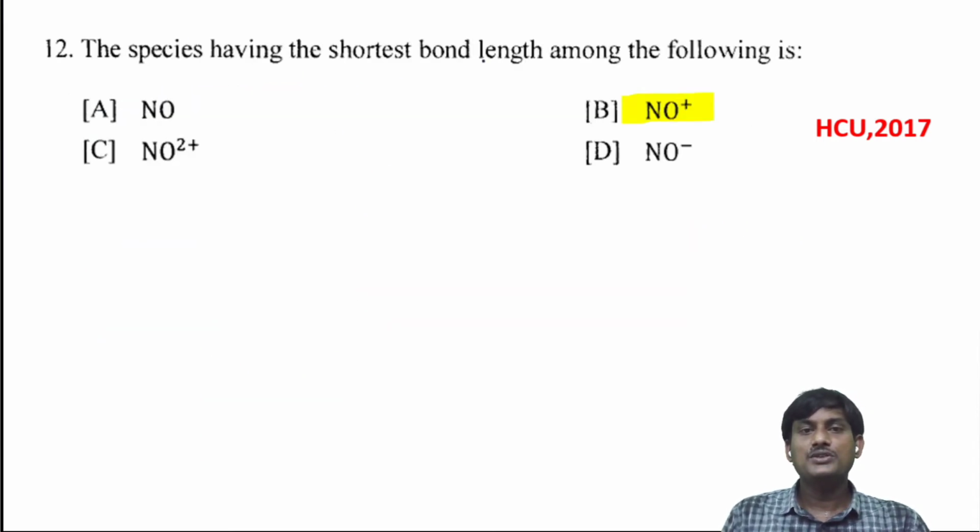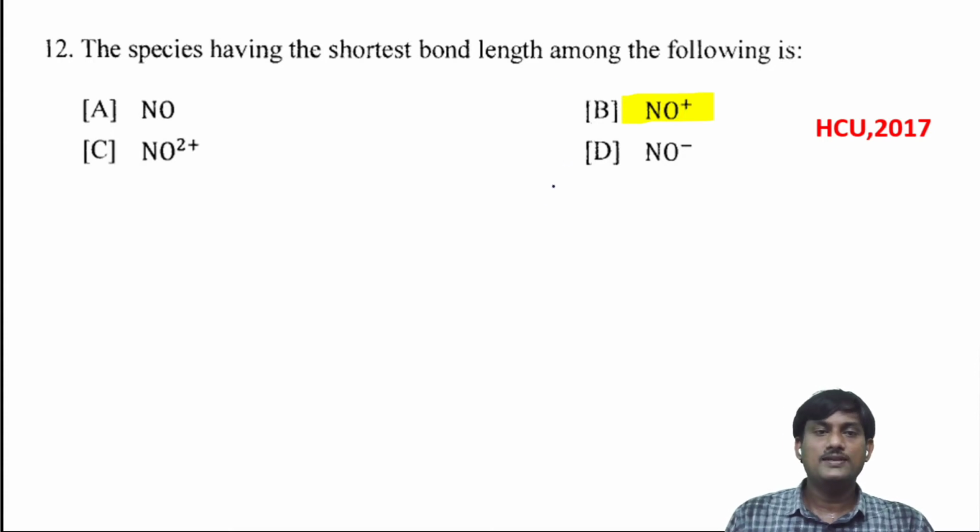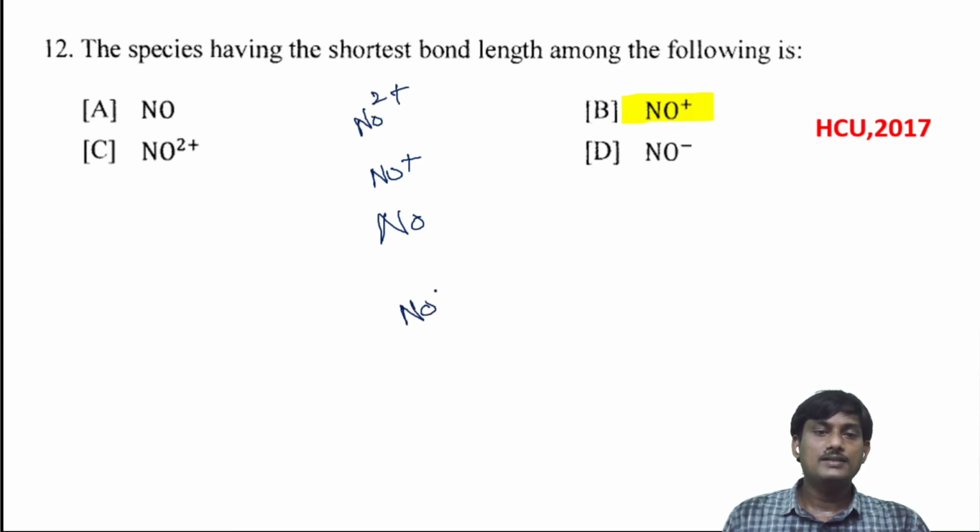The species having shortest bond length among the following is... Again, you have to arrange. Here NO is given, NO plus is given, NO2 plus is given, and NO minus is given. For NO plus you have 14 electrons, NO minus you have 16 electrons, NO 15, and this one 12.